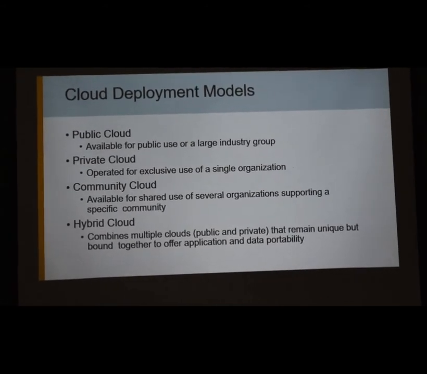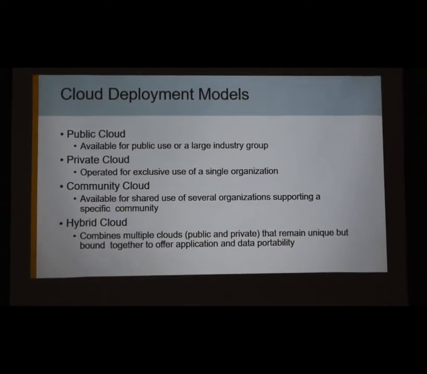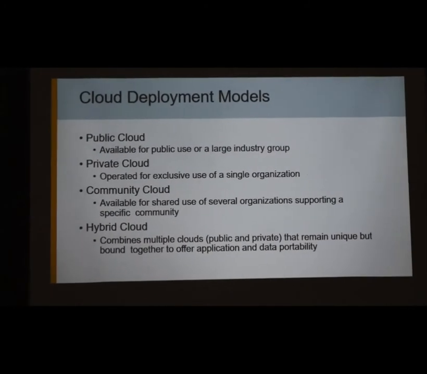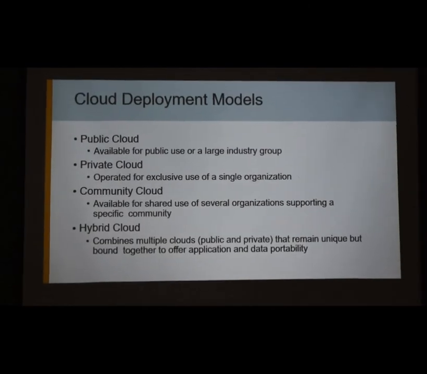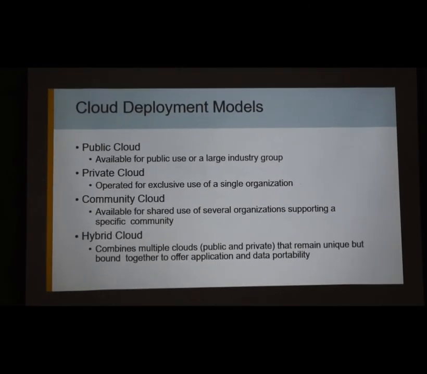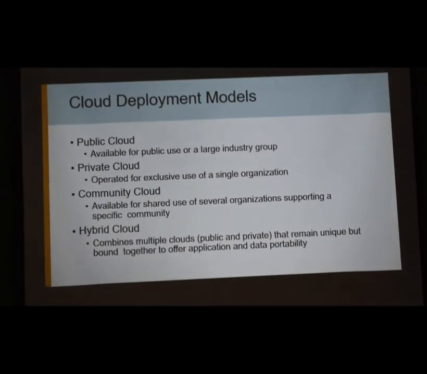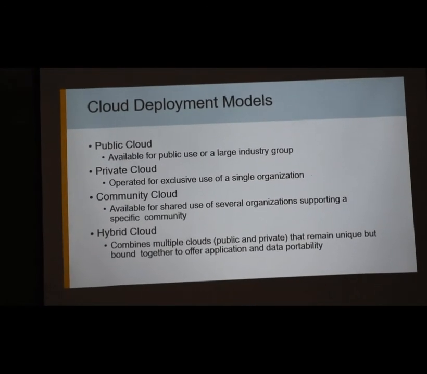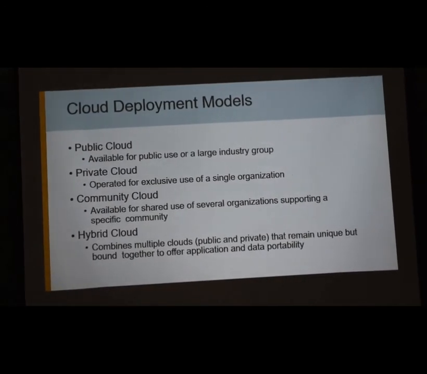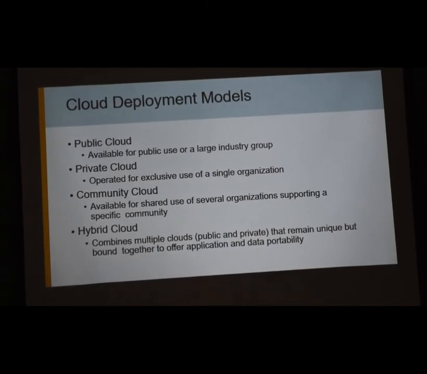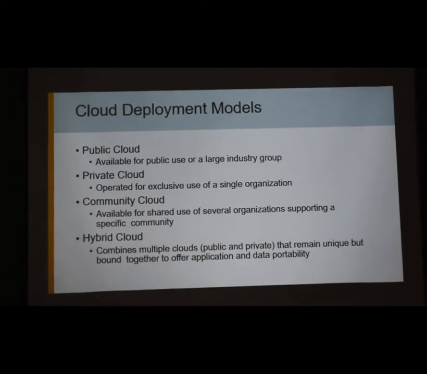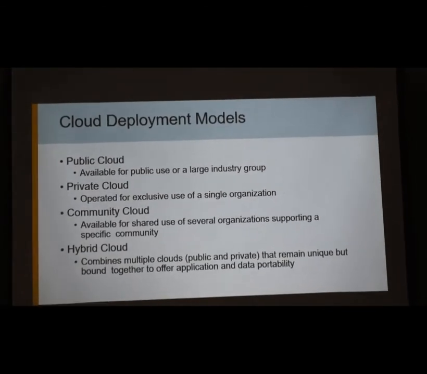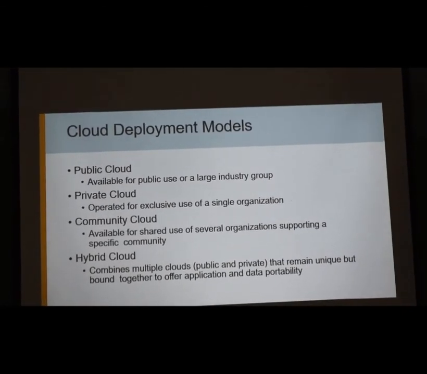Private cloud is a secure system, where credentials are provided to the end user. It operates for the exclusive use of a single organization. Next is community cloud, another type of deployment model, available for the shared use of several organizations supporting a specific community. And next is hybrid cloud. Hybrid cloud combines both private and public, like multiple clouds that remain unique but are bound together to offer application or data portability. When you use both private and public cloud together, it is called hybrid cloud.